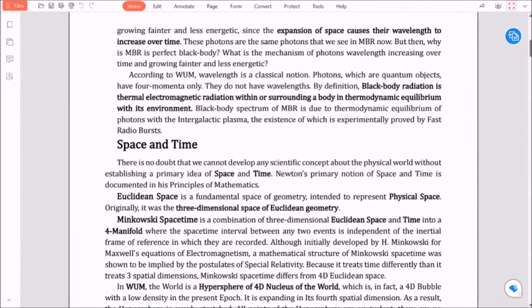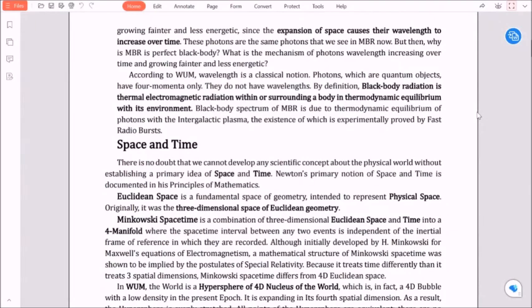Space and time. There is no doubt that we cannot develop any scientific concept about the physical world without establishing a primary idea of space and time. Newton's primary notion of space and time is documented in his Principia Mathematica. Euclidean space is a fundamental space of geometry intended to represent physical space. Originally, it was the three-dimensional space of Euclidean geometry.